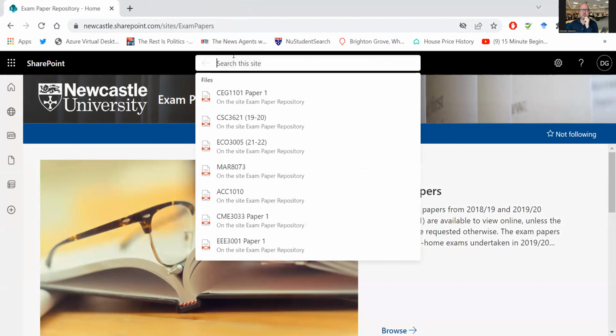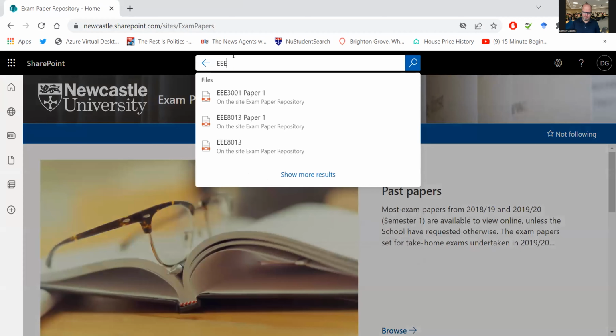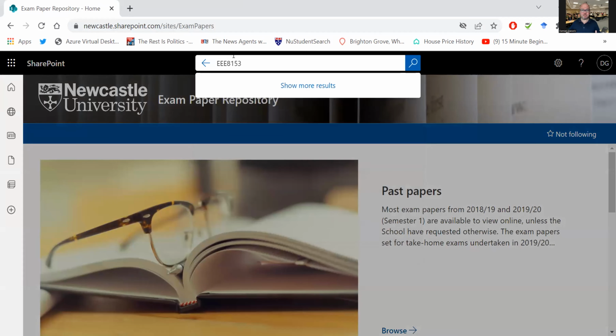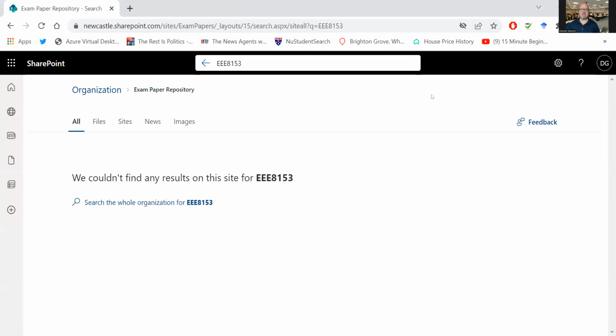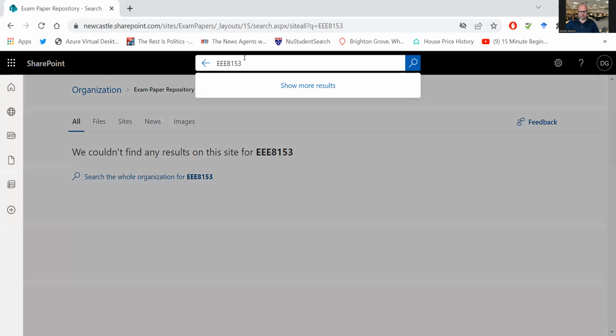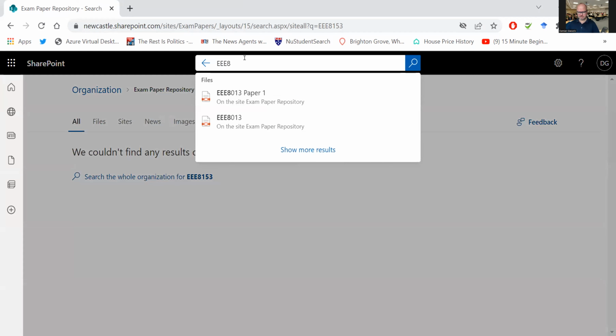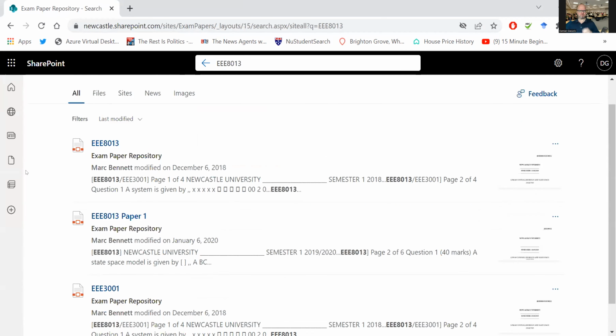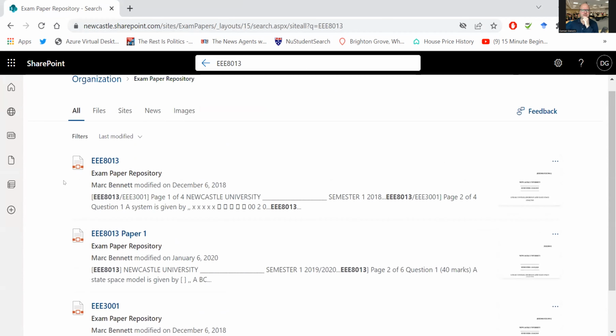If you come here and you type EEE8153, which is the code for our module, and you click search, unfortunately you will not find anything with this code. So what you have to do is to come here and type 8013, because in the past the code for this module was 8013. If you click on this now, what you will find here is 3 exam papers.